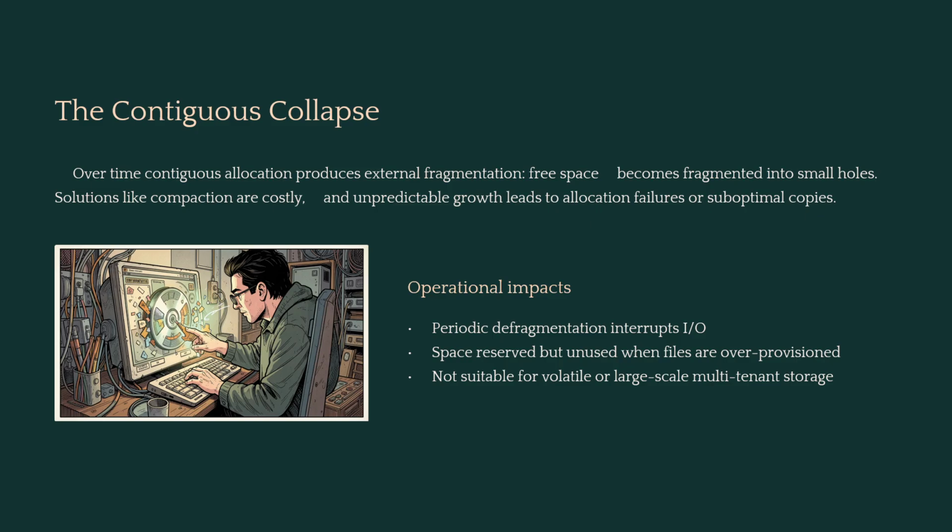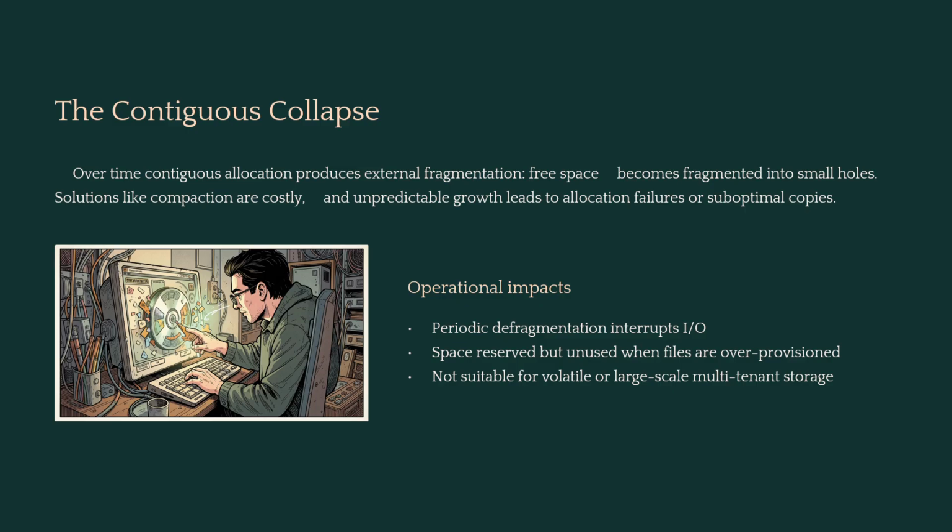As files are created and deleted, the free space on the disk gets divided into many small gaps. This problem is external fragmentation. Even if there is enough total free space, it may not be available in one continuous block. So storing a large file becomes difficult. One solution is disk compaction or defragmentation, which rearranges files to create larger free space, but this process takes time and interrupts normal system operations.